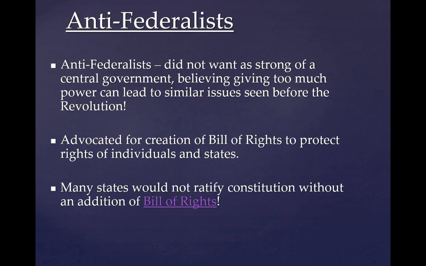So what they were advocating for as far as the Constitution is concerned was amendments to the Constitution that would protect the rights of the individuals and the states. This became known as the Bill of Rights. Many of the states decided they really weren't going to ratify the Constitution unless it had the Bill of Rights in it. If you're in the actual PowerPoint following along, you can click that link to the full text of the Bill of Rights if you want.